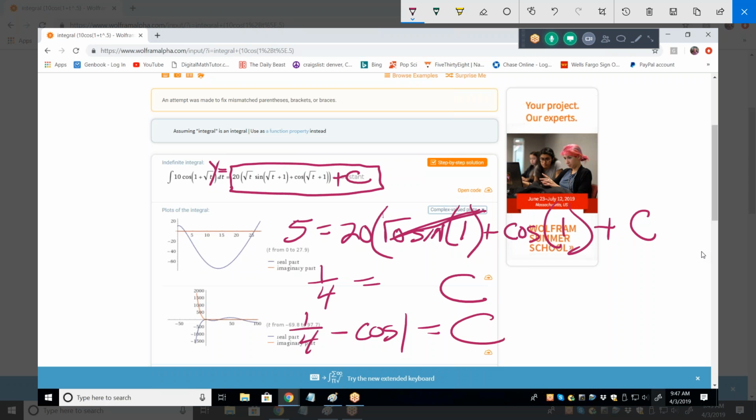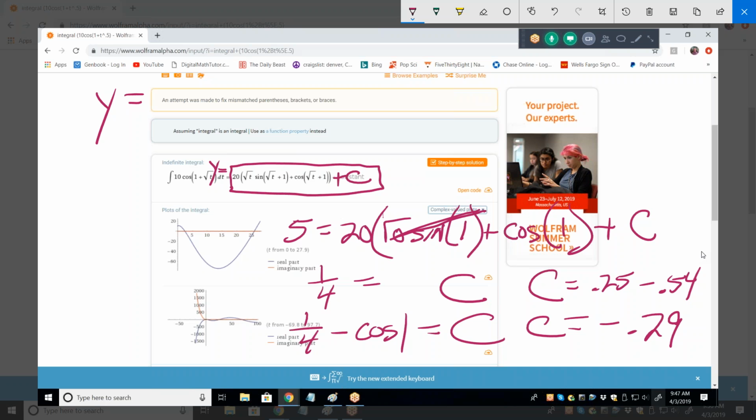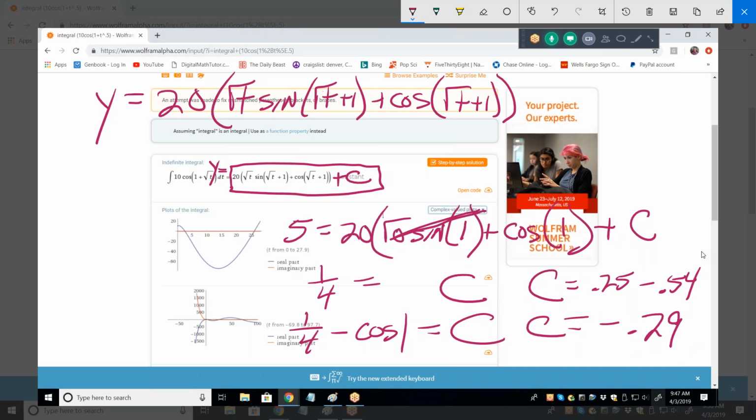Okay. Cosine of 1 is 0.54. So C is equal to 0.25 minus 0.54, we'll round it off to minus 0.29. So now we have our equation. Y equals 20 times root t sine of root t plus 1 plus cosine of root t plus 1 minus 0.29.